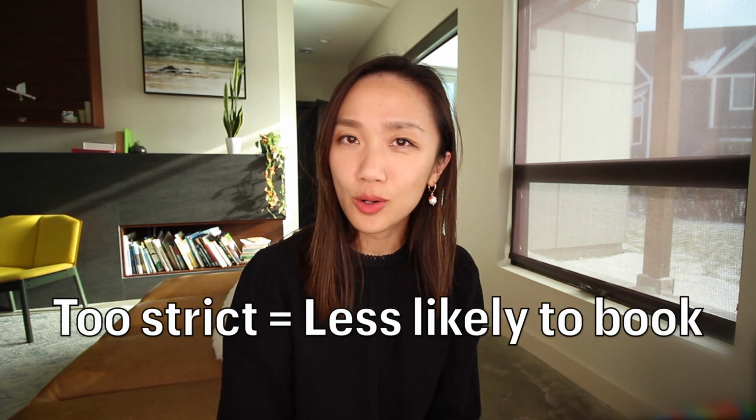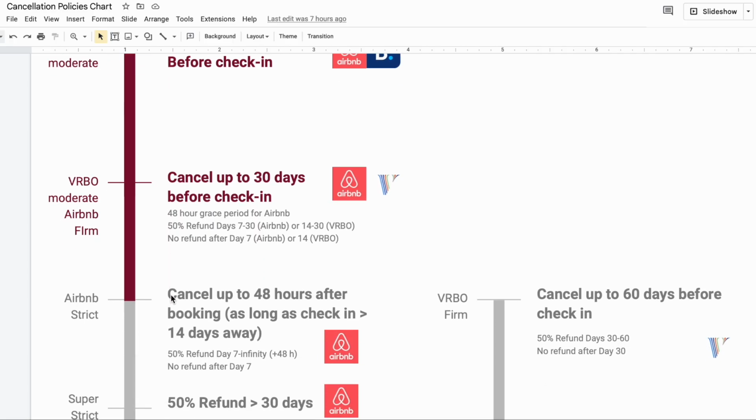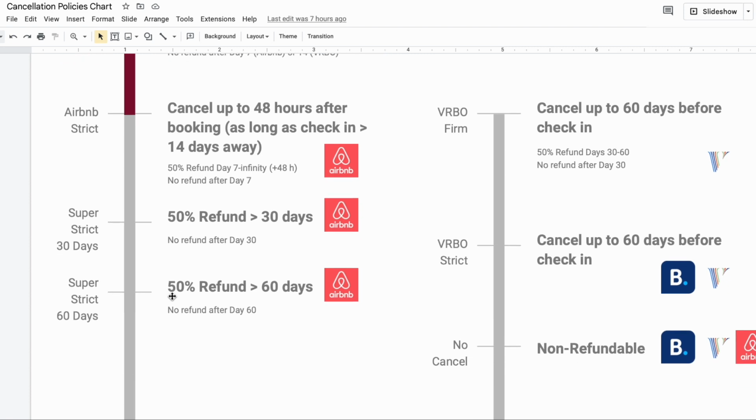On the other hand, if you had a policy that is too strict, it deters people from booking in the first place. So how do you decide what cancellation policy would work best for your listing? First, let's talk about what's even available for cancellation policies on the major booking platforms. I made this table with the most flexible policies on the top, all the way down to the strictest policies towards the bottom. And as you can see here, between the three major booking platforms, there are a lot of little nuances and there are no two policies that are actually the same.